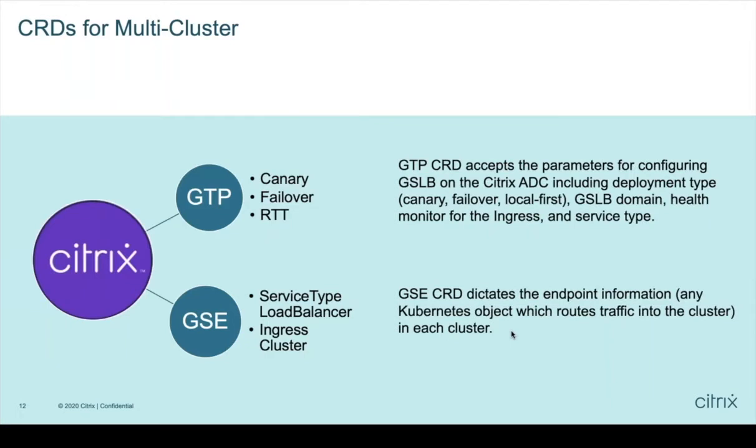There are 2 key components to it, 2 CRDs which we have developed. So one CRD is called GTP, or Global Traffic Policies. Basically, this tells you what kind of method you want to use for your load balancing. Do you want to use canary? Do you want to use, say, a failover option, or you want to use RTT based or local first? That kind of information is embedded in this CRD.